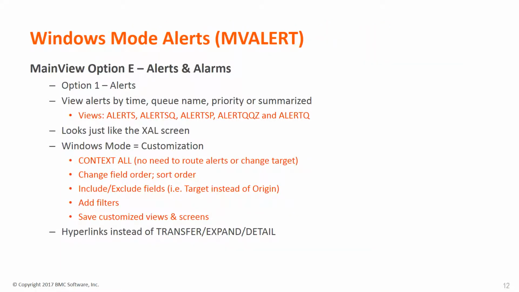Alerts can also be viewed in Windows mode, and the way you would access this is from the MainView primary menu. You would select option E, which is Alerts and Alarms, and then you would select option 1 for Alerts. And this allows you to view your alerts in several different ways. You can order them by time, by queue, priority, and you can even summarize the alerts by various fields.